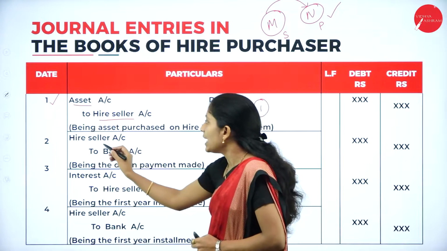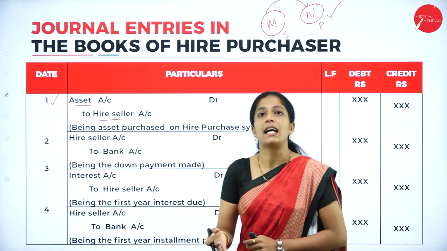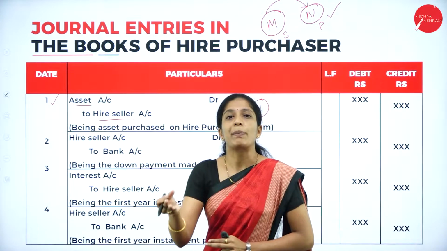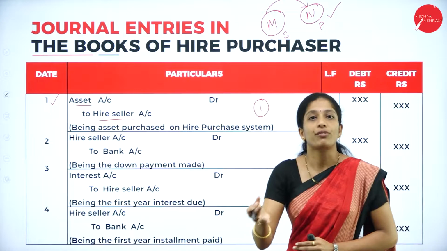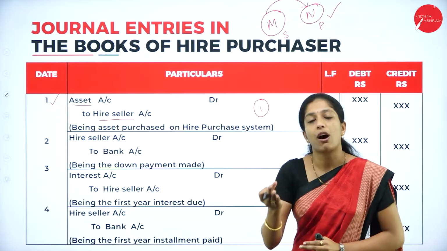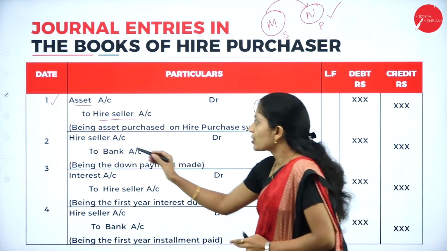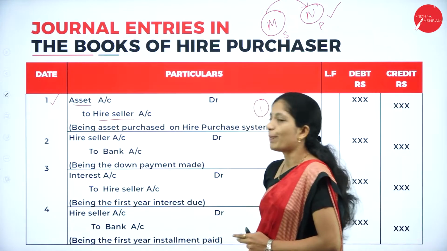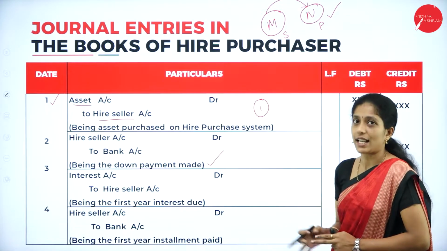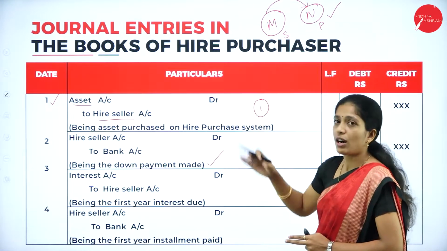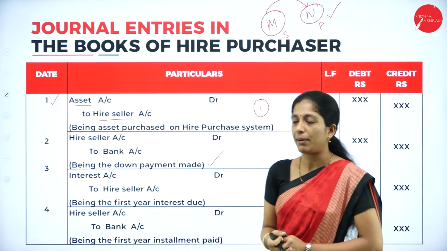So what is the entry? Hire seller account debit to bank account. Why are you debiting hire seller? Because we are making payment to the hire seller. So debit hire seller. What goes out from the hire purchaser is bank or cash. So hire seller account debit to bank account, being the down payment made. So this is the second entry. First entry for receiving the goods, second entry is for making the down payment.